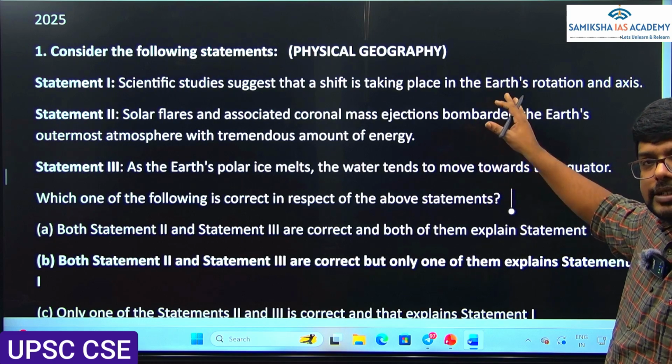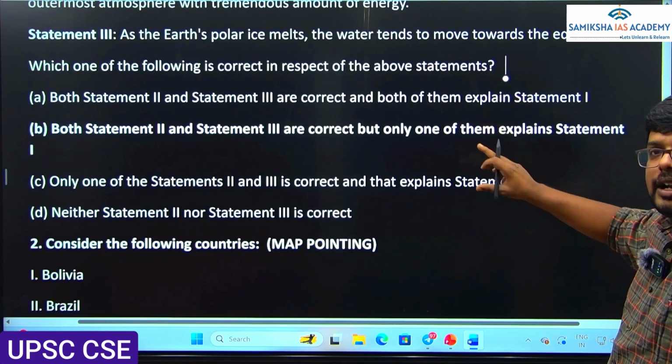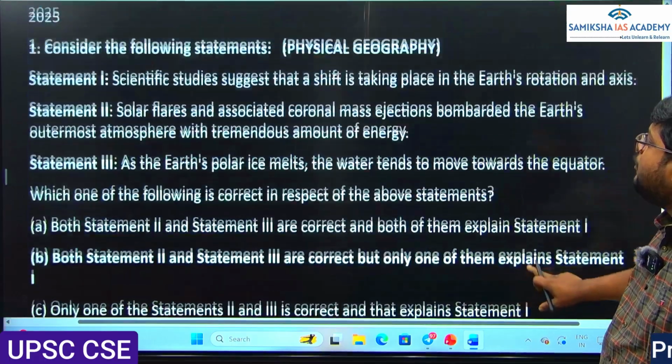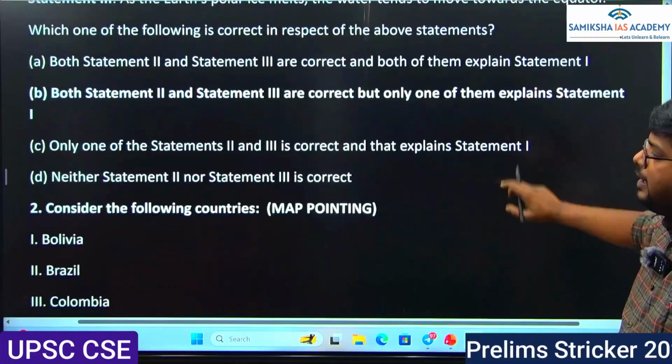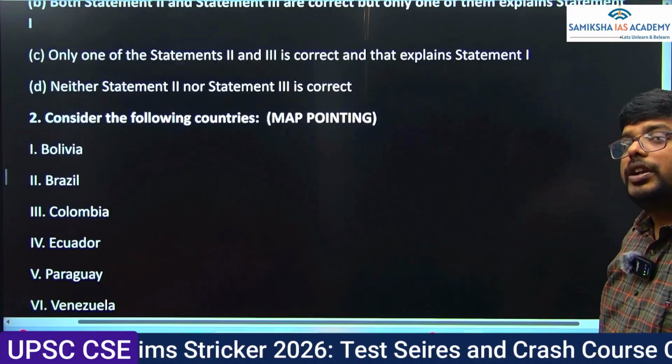Here the question is directly on our observation, right? But we'll discuss some of the other questions. I'm not going into the question, but I'm giving you how the questions are. This is one kind of question, completely from physical geography. My second type of question is human geography or map pointing of the world, right?